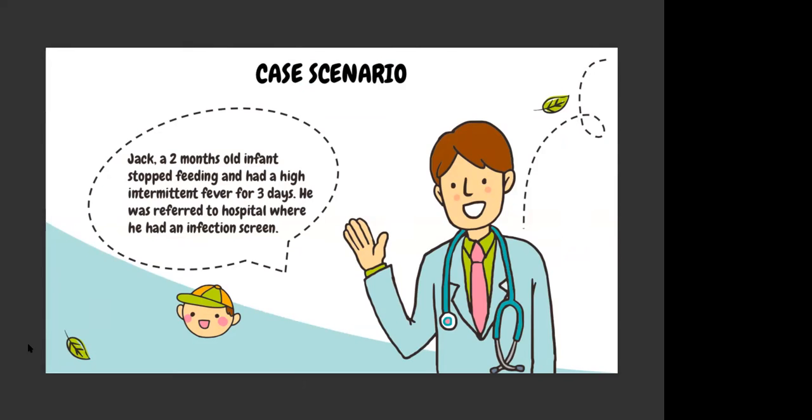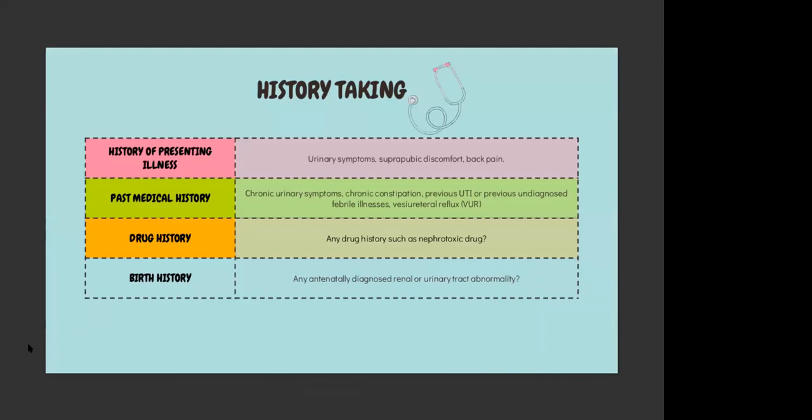So next. From what I have read, UTI should be suspected in children less than 2 years old presenting with fevers. Children with UTI symptoms should be evaluated promptly, as prompt recognition and treatment of UTI may be important in the prevention of renal scarring. So the first one, the history of presenting illness should include the duration of fever, urinary symptoms, any abdominal pain, or suprapubic discomfort.